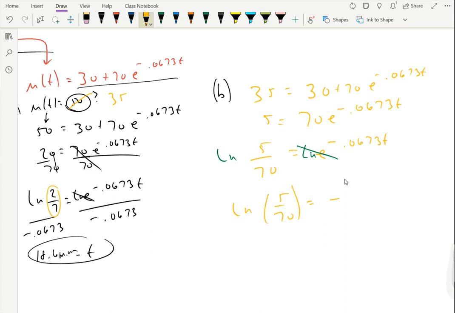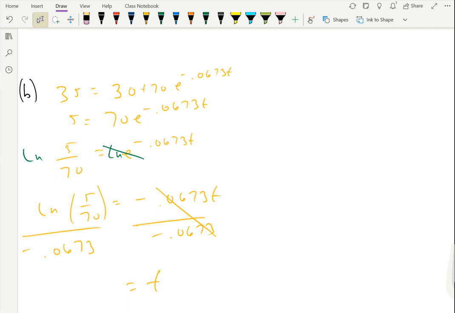And negative 0.0673t. We will then divide both sides by this decimal. And I've learned my lesson to go ahead and make sure I slow down now. Make sure I don't lose any decimal positions either. So those disappear. I'm left with t.